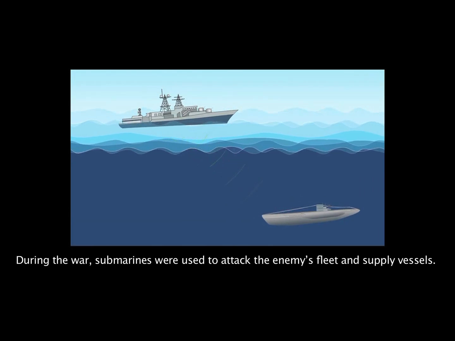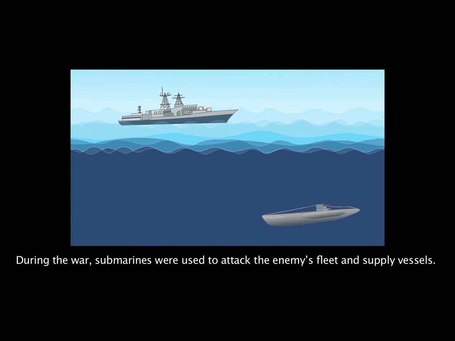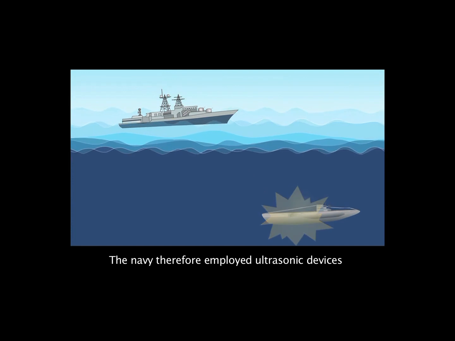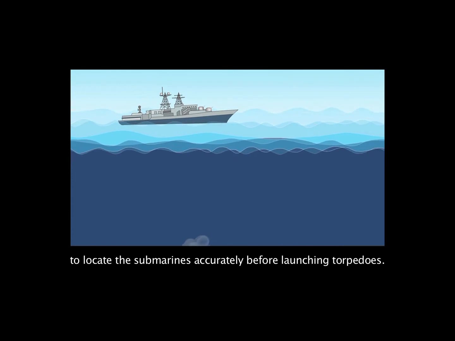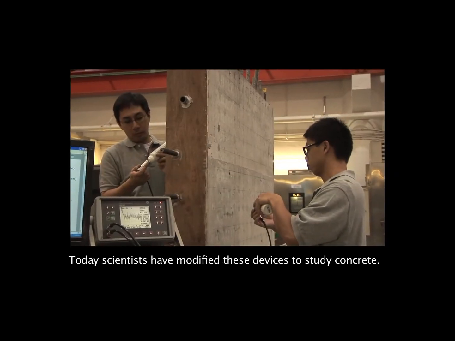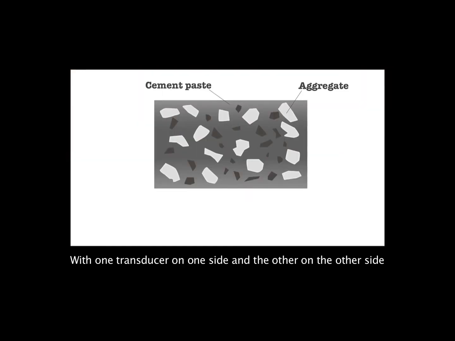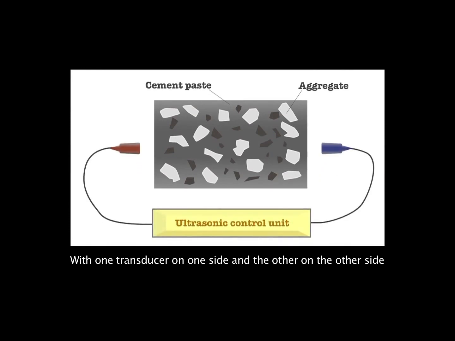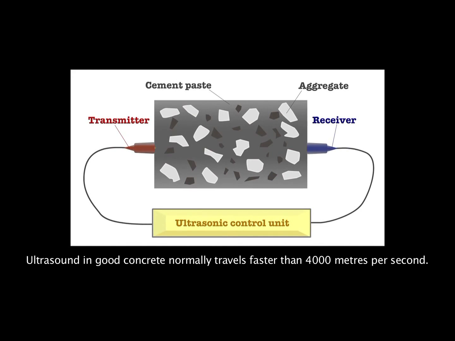During the war, submarines were used to attack the enemy's fleet and supply vessels. The Navy therefore employed ultrasonic devices to locate the submarines accurately before launching torpedoes. Today, scientists have modified these devices to study concrete. With one transducer on one side and the other on the other side, ultrasound travels the shortest path in concrete. In general, ultrasound in good concrete normally travels faster than 4,000 meters per second.